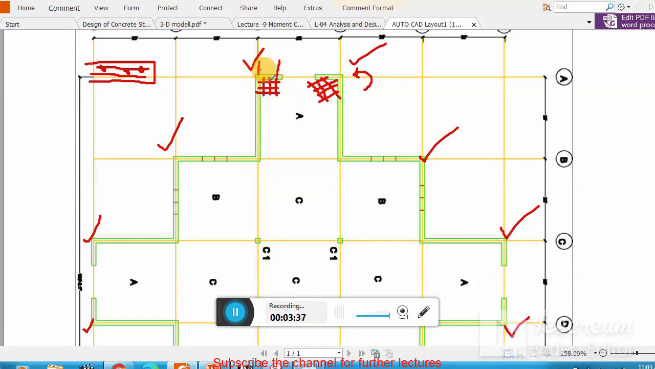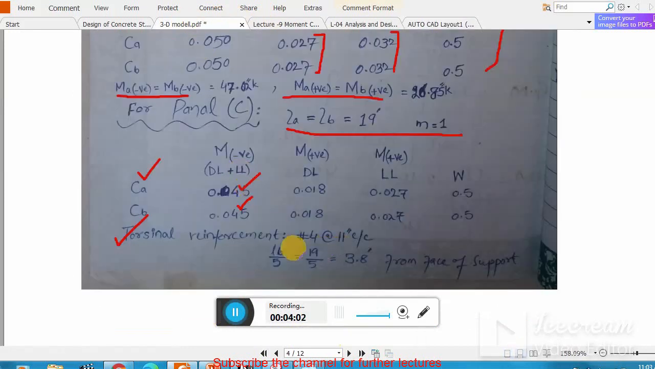The distance for which this reinforcement is provided is, this is the shorter direction, I think, and this is the longer direction. So LB divided by 5, and similarly in that direction, LB by 5. Clear? So here you see the reinforcement provided here. You see LB by 5, that is 3.8 feet from the face of the support. You have to provide number 4 bars at 11 inches center to center. I will explain this point.